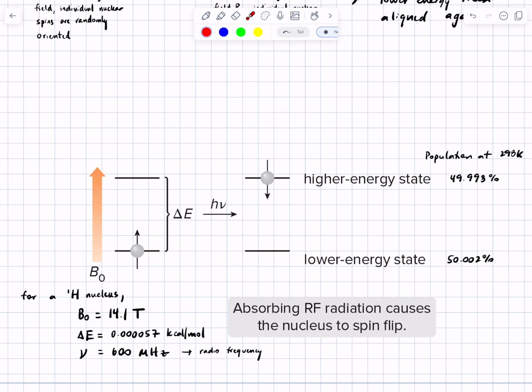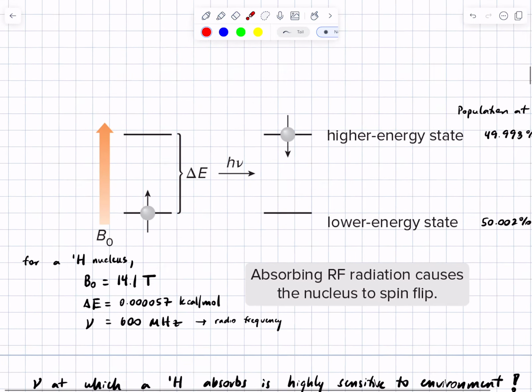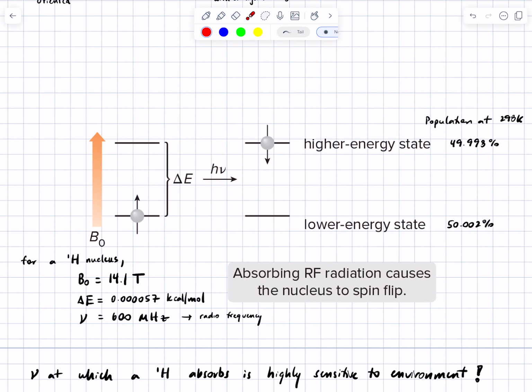This is orders of magnitude away. So the energy difference is 5 times 10 to the minus 5 kilocalories per mole. That's about 20 million times weaker than a carbon-carbon bond. So this is a minuscule amount of energy. And it's an energy difference such that at room temperature, you'd basically expect 50% of the nuclei to be in the lower energy state and about 50% to be in the higher energy state.